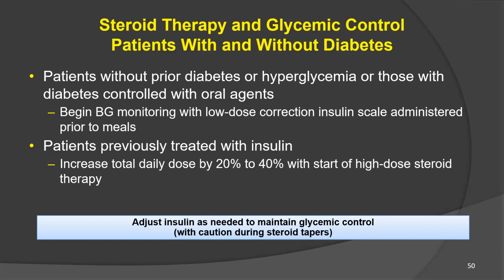For those without prediabetes or hyperglycemia, or those with diabetes controlled with oral agents, begin blood glucose monitoring with a low dose correction insulin scale administered prior to meals. For those patients who were previously treated with insulin, being diabetic, increase the total daily dose by 20 to 40% with the start of high dose steroid therapy straight away, and then adjust insulin as needed to maintain glycemic control, with caution during steroid taper. So you have to keep in touch with the team whenever you taper down the steroid dose. Please let us know. We have to adjust the insulin dose as well.